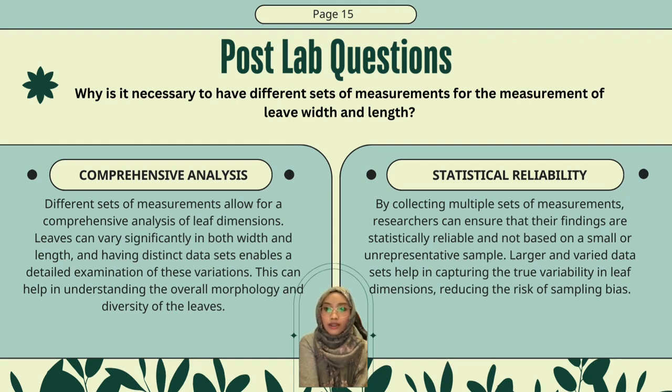And the next one is statistical reliability. By collecting multiple sets of measurements, researchers can ensure that their findings are statistically reliable and not based on a small or unrepresentative sample. Larger and varied data sets help in capturing the true variability in leaf dimensions, reducing the risk of sampling bias.